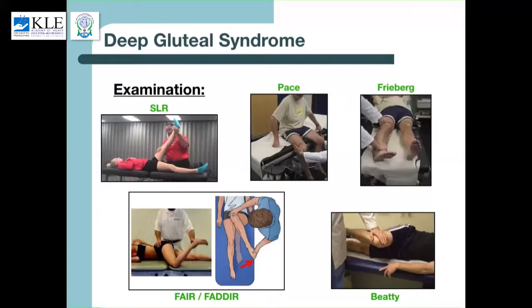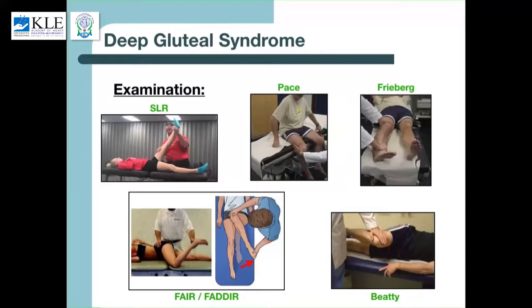The Freiberg's test, the picture in your top right corner there: the patient has pain and/or weakness on passive forced internal rotation of the leg. Why does that occur? Perhaps that's stretching of the piriformis muscle, or pressure placed on the sciatic nerve at the sacrospinous ligament. If we look at the FAIR test, which is very similar to our FADIR tests when we're looking for anterior hip pathology, you get painful flexion, adduction, internal rotation, and it's pain on that test.